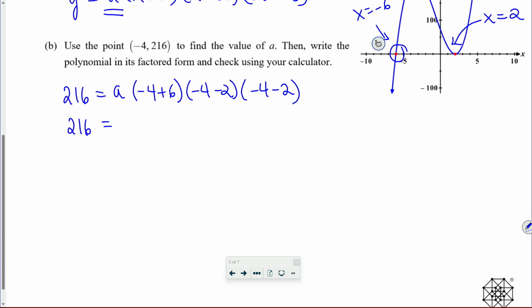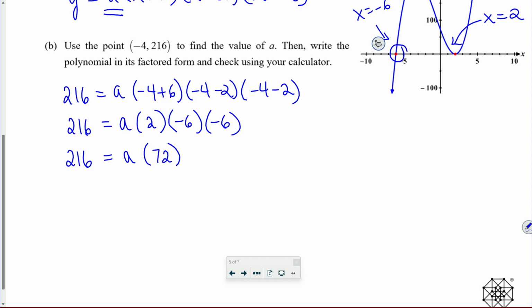All right, let's keep going. Now remember, everything on this side is multiplication. All these parentheses are multiplying each other. Negative 4 plus 6 is 2. Negative 4 minus 2 is negative 6. And negative 4 minus 2 is negative 6. Now if you need to, at any point use your calculator on this. Negative 6 times negative 6 is 36, times 2 is 72. All right. And so now I can solve for this by saying, well, I've got 72a is equal to 216.